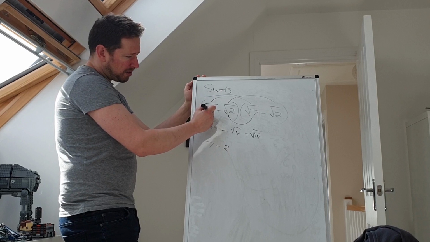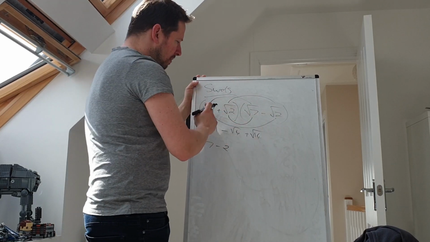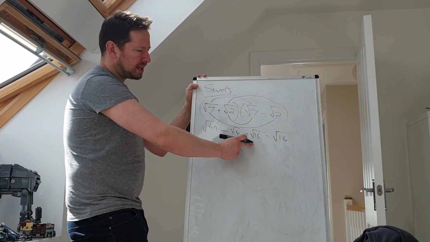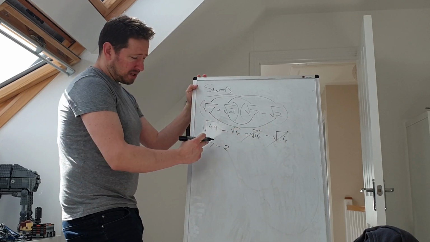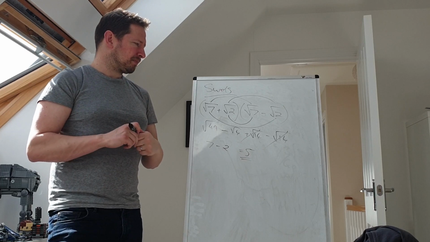If we have a look at the mouth, if we do the smiley face method here, the square root of 7 times by the square root of 2, but it's a negative time. So it's going to be square root of 14, take away the square root of 14. That just cancels out. So what we're left with is 7 minus 2, which equals 5.